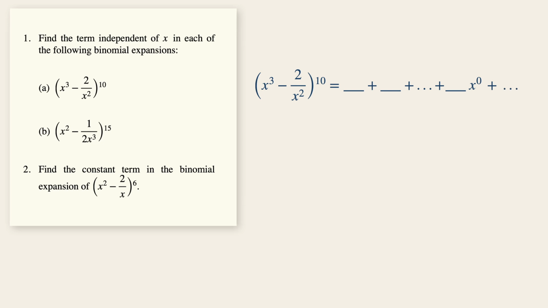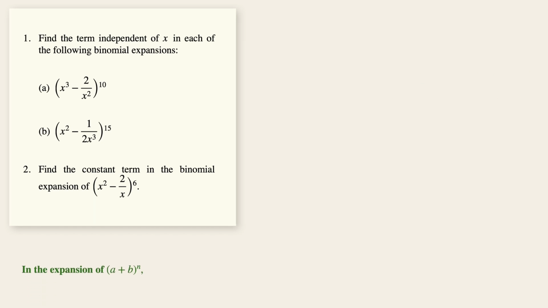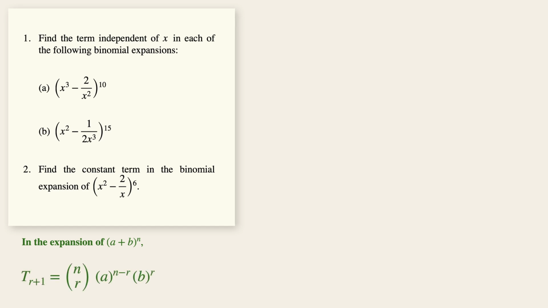So another way, which is much faster, is to make use of the general term in the binomial expansion. In the expansion of (a + b)^n, where n is a positive integer, any term within the expansion takes this format of the general term. Now do take some time to remember it. Now let's apply this to question 1a.